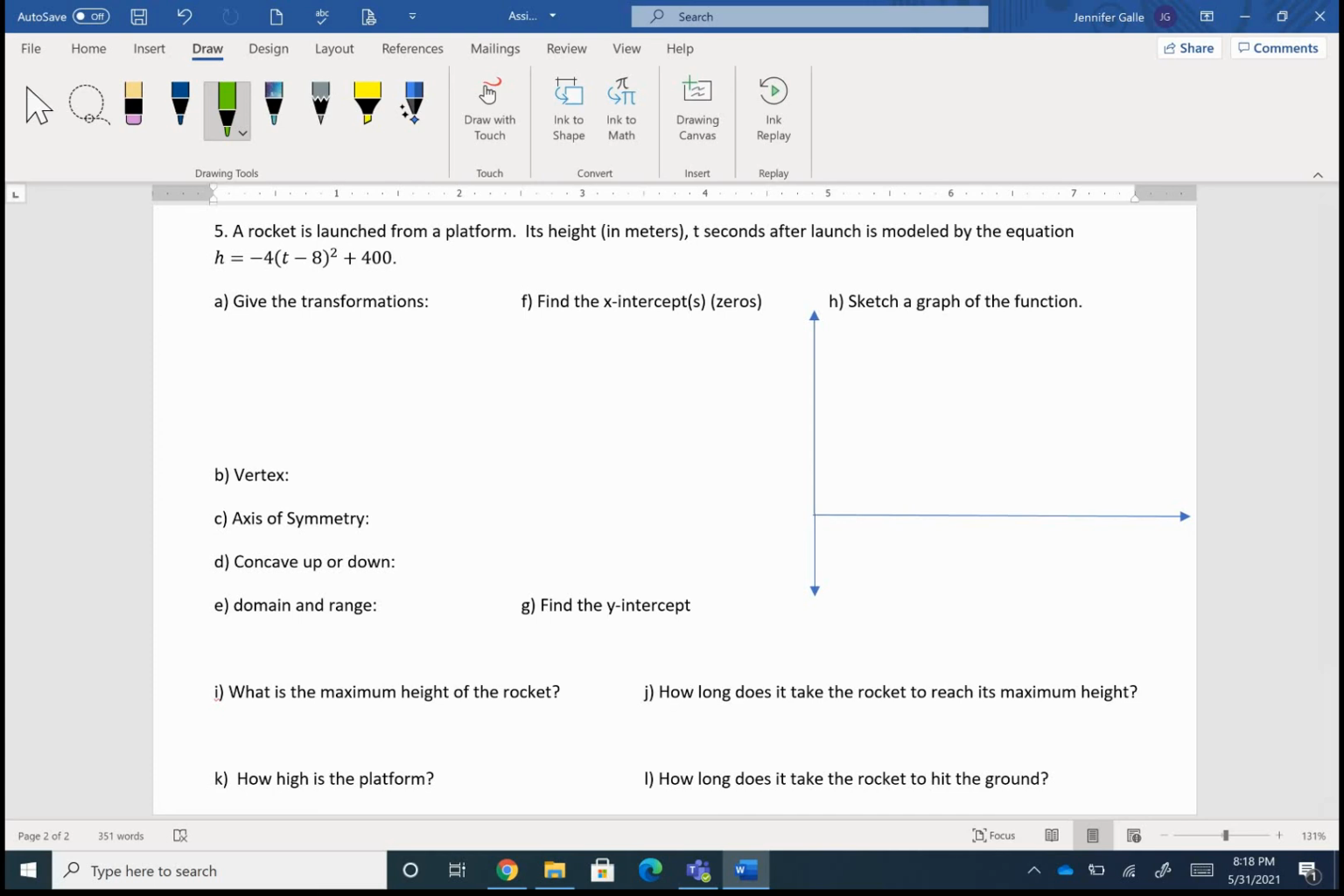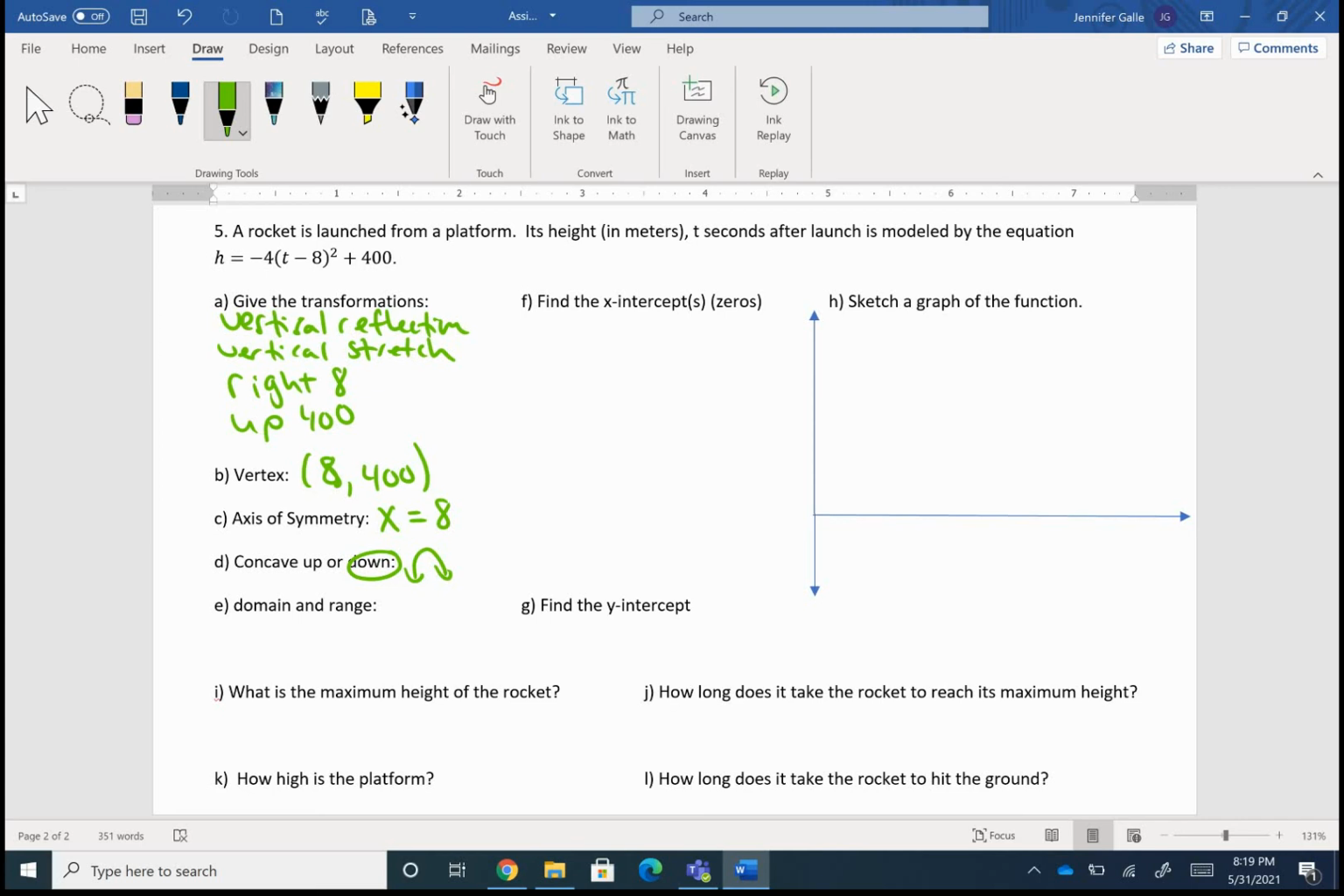All right, so for the transformations, the negative sign causes our vertical reflection. The 4 causes a vertical stretch. The -8 inside the parentheses, remember, inside is always opposite. So we're actually going to go right, which is a positive direction. The plus 400 means we're going to go up 400. Vertex: right 8, positive 8. Up 400, so positive 400. Axis of symmetry is always x equals the x value at the vertex. Concave up or down, we are reflecting, so we're going to open down. Domain and range, we're going to skip that and come back to it.